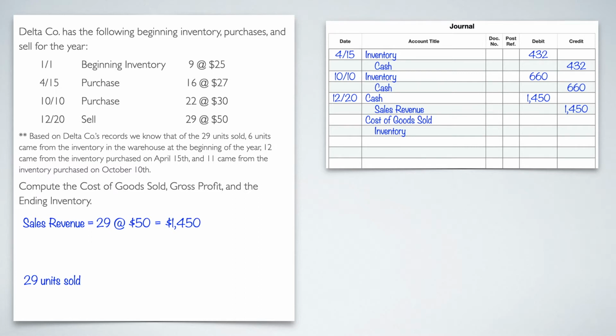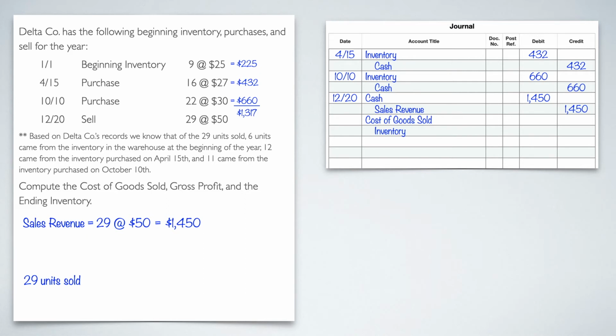The first one is to multiply all of your inventory out. So I'm going to do that now. So 9 times 25, that's going to give us 225. 16 times 27, that's going to give us 432. And 22 times 30, that's going to give us 660. That's step one. Now, step two is to add all those up. So if I add those three numbers up, that's going to give me a total of 1,317.